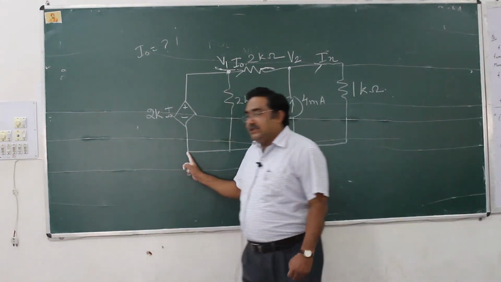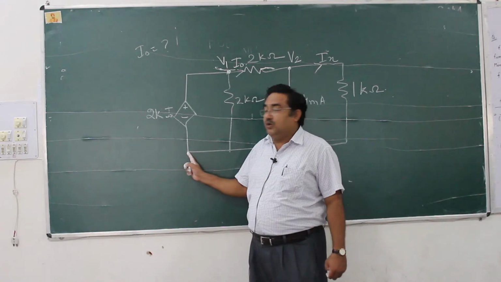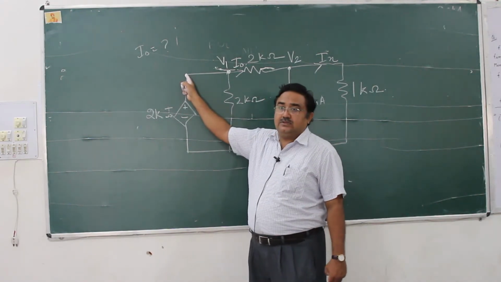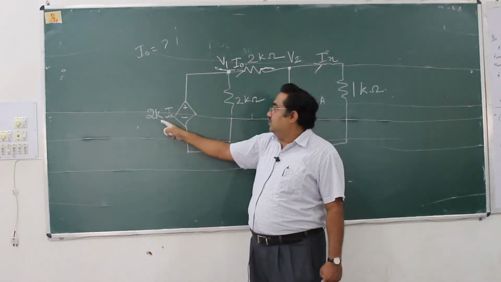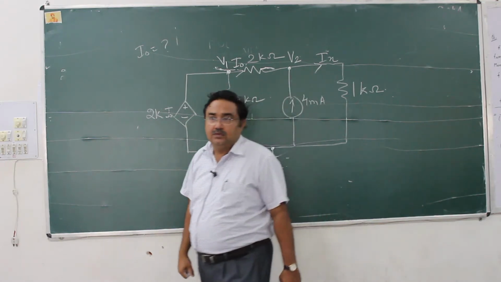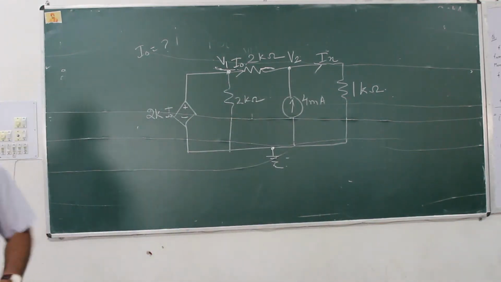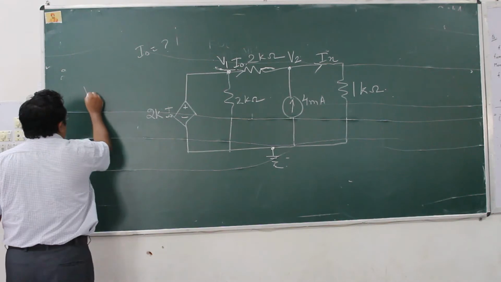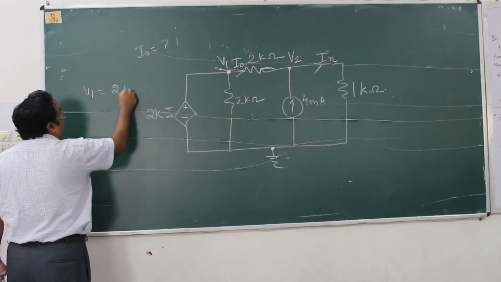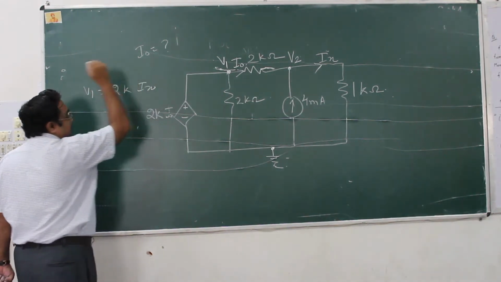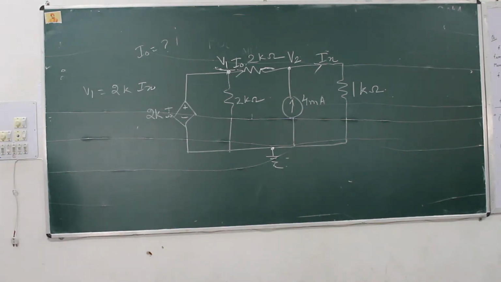What is the potential of this? 0. What is the potential of this? Or I can also say 2k Ix. Do you agree or not? So I got one equation. V1 is equal to 2k Ix. Clear or not? Is it clear?